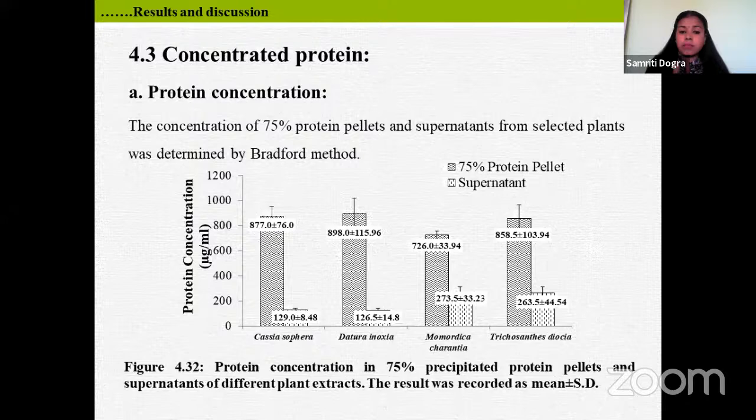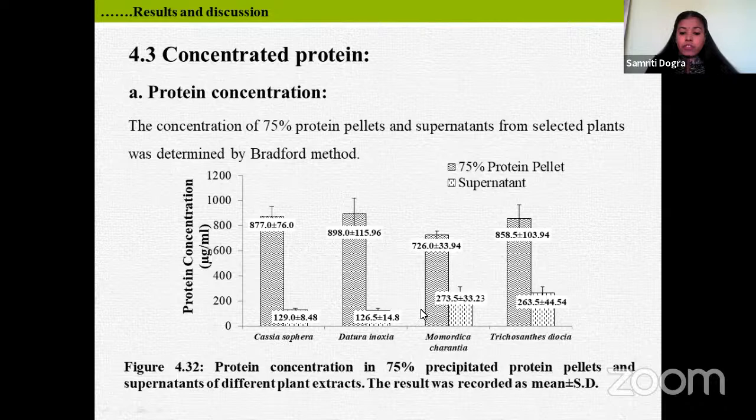Now the plant which is not showing the peptides, or the bands less than 10 kilodaltons, which is required, I just removed that plant from my selection criteria. Then I selected only the four plants which have bands less than 10 kilodaltons and show good activity again. So I concentrated the protein, and you can see the concentration of different proteins, different plants having different concentrations.